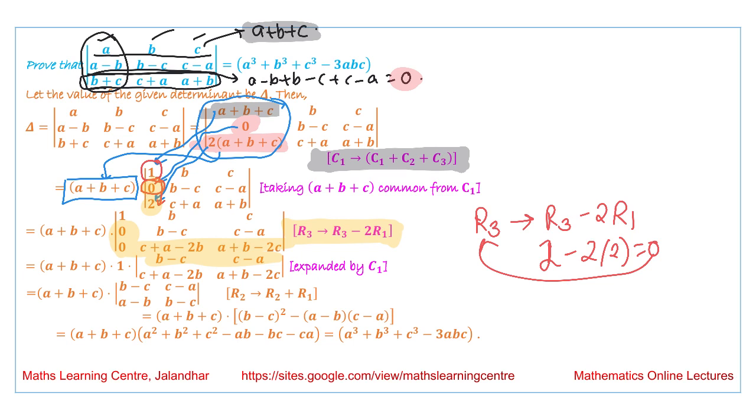Now we open this determinant along the first column. The terms we are left with are these terms; we are left with this part of the determinant. On expanding these values, we will obtain the final answer in this form: a cube plus b cube plus c cube minus 3abc.